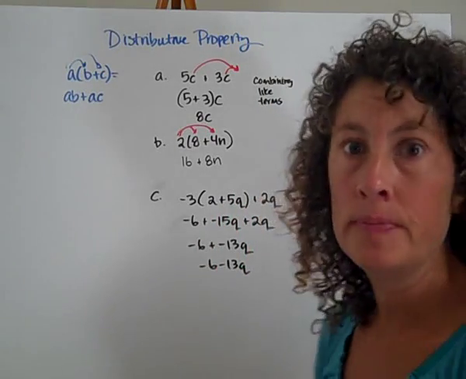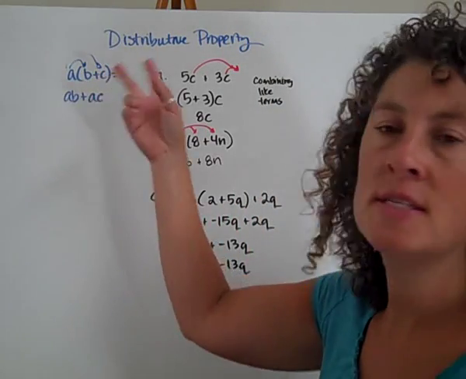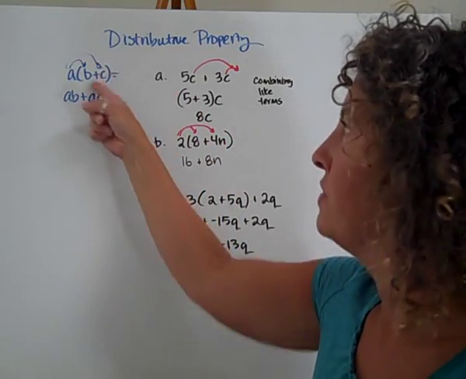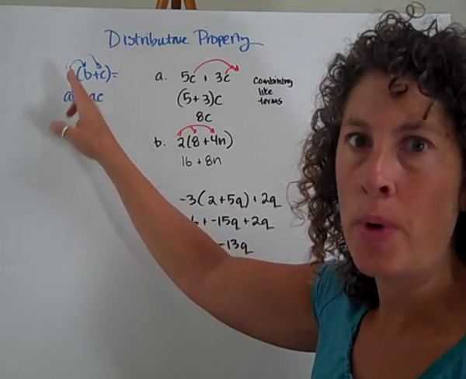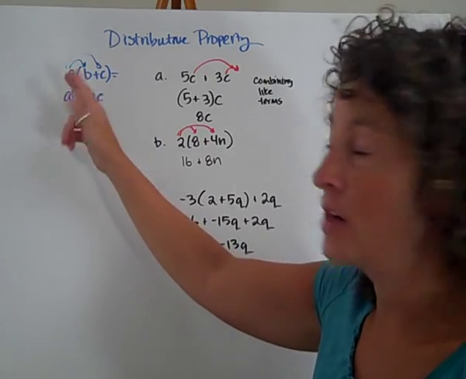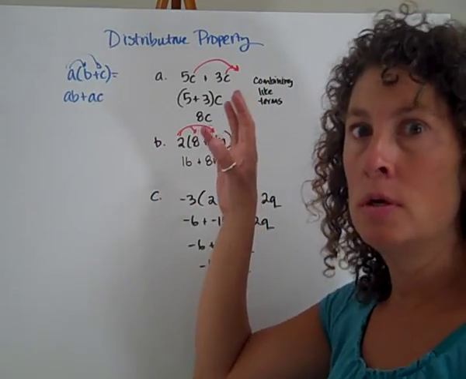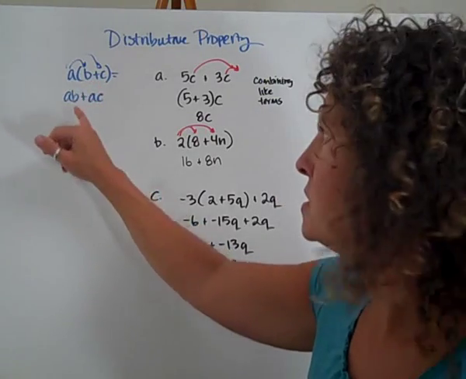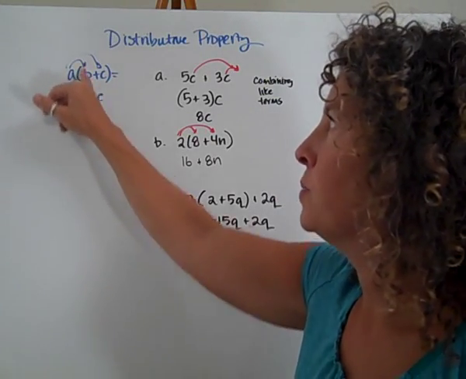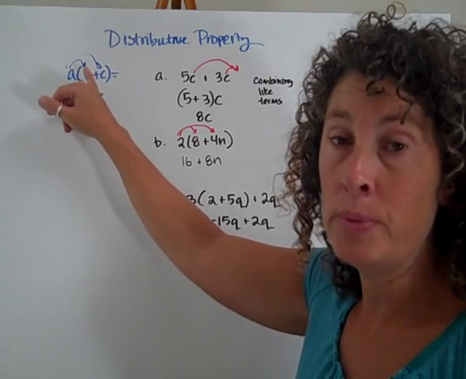The distributive property. So the distributive property really is based upon parentheses. So I have an expression in a set of parentheses. I'm multiplying that set of parentheses by a number, by a factor. I'm going to distribute that factor to each of the terms inside the parentheses. So here I've got A, I'm multiplying that by, on top of B plus C.